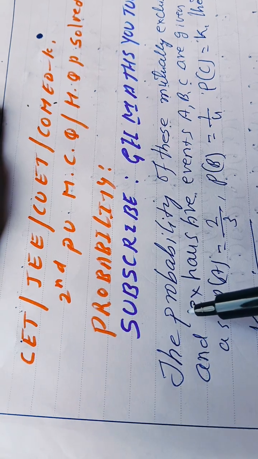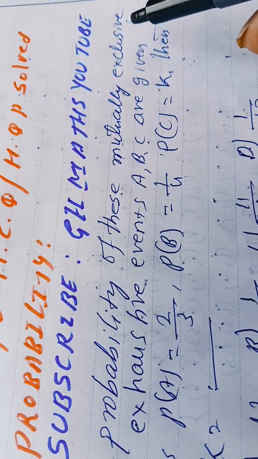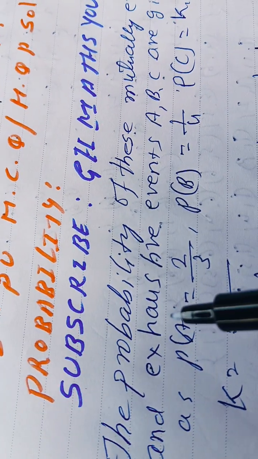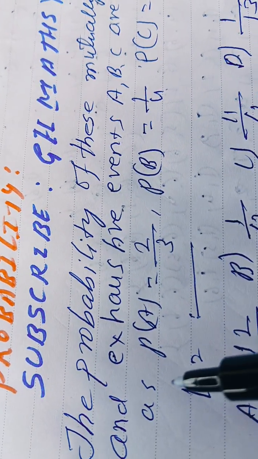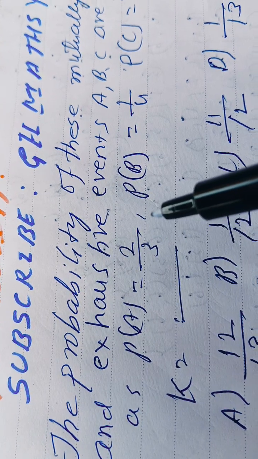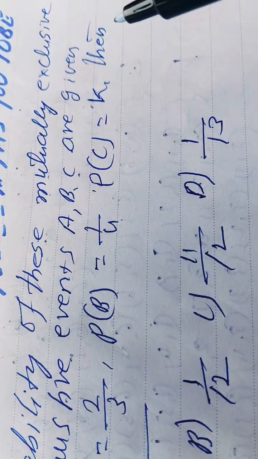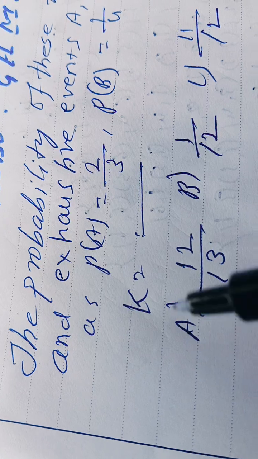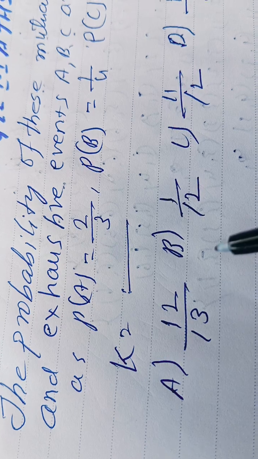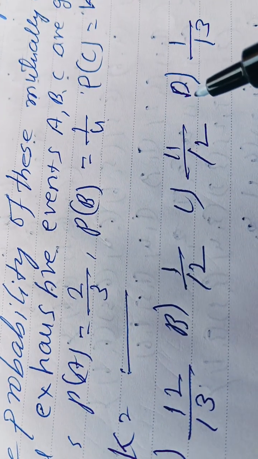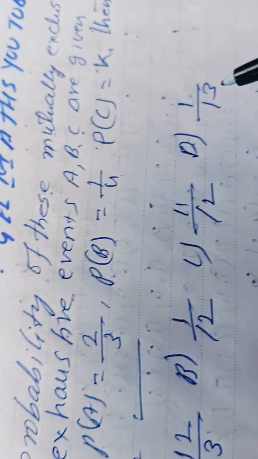Question is, the probability of these mutually exclusive and mutually exhaustive events A, B, C are given as P of A is equal to 2 by 3, P of B is equal to 1 by 4, P of C is equal to K. Then K is equal to what? Option A 12 by 13, option B 1 by 12, option C 11 by 12, option D 1 by 13.